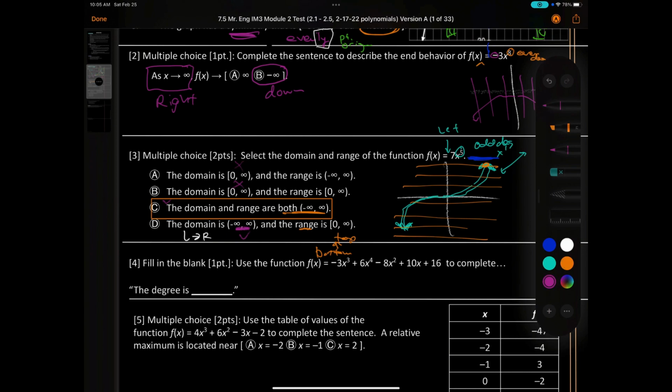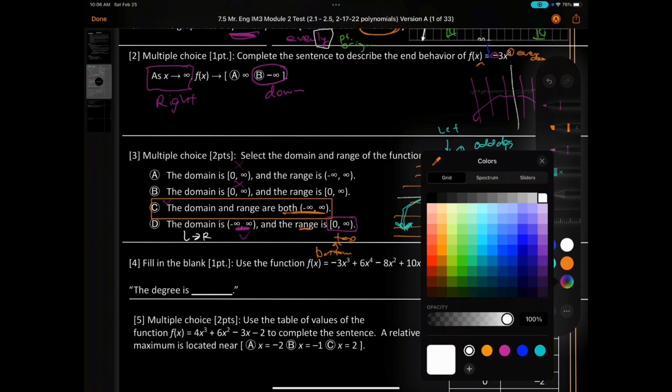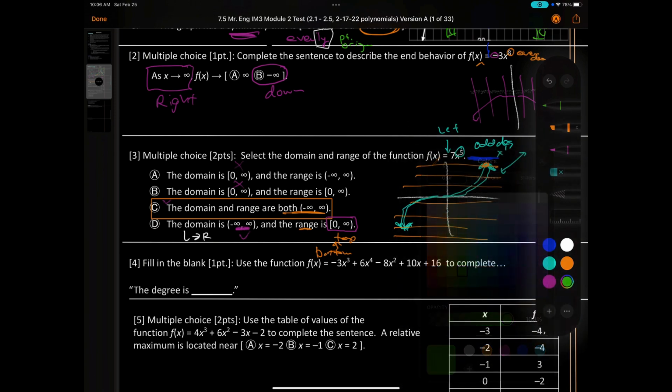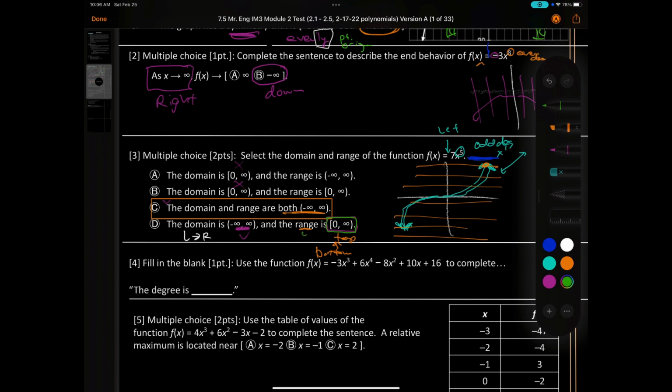Now, let me talk about what 0 to infinity would look like. 0 to infinity would look like, range is the y-axis. You would start here. So if the graph was just here in green, that's what the range would be, 0 to positive infinity.